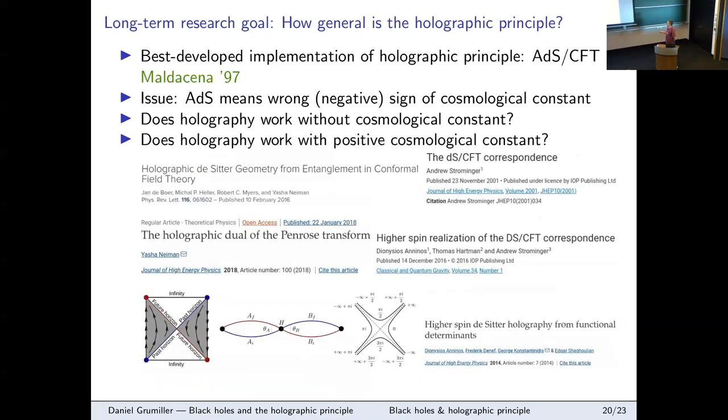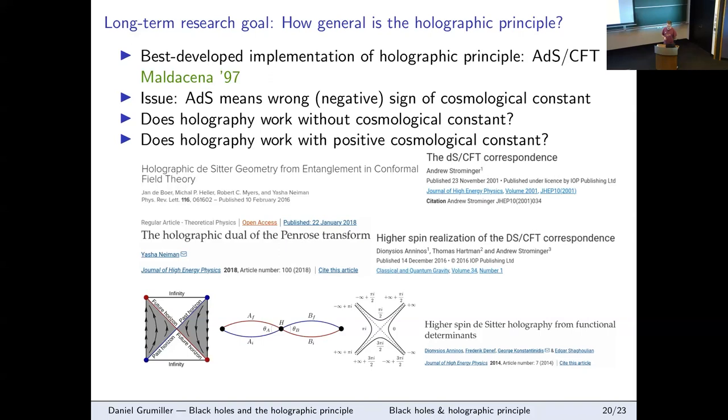The other question that you could address is, does holography work with a positive cosmological constant? And that's a question I'm frankly too scared to address, but I'm very happy that people here at OIST are not so scared. This picture I actually took from the OIST quantum gravity webpage, and there were also interesting developments in the past decade on this de Sitter holography.